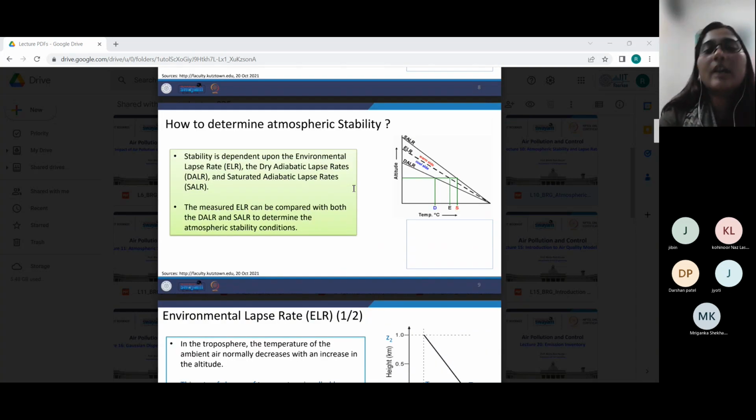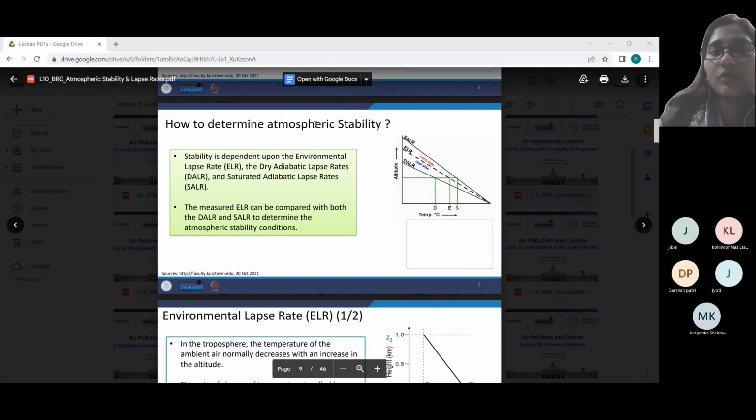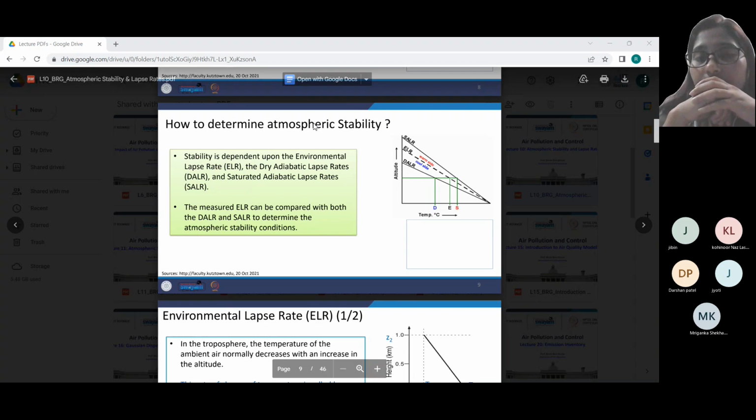So for atmospheric stability, we have had two terms so far, your ALR and your ELR, like adiabatic lapse rate and environmental lapse rate, correct? First of all, let's get into a very basic thing. What is a lapse rate? You know what a lapse rate is?